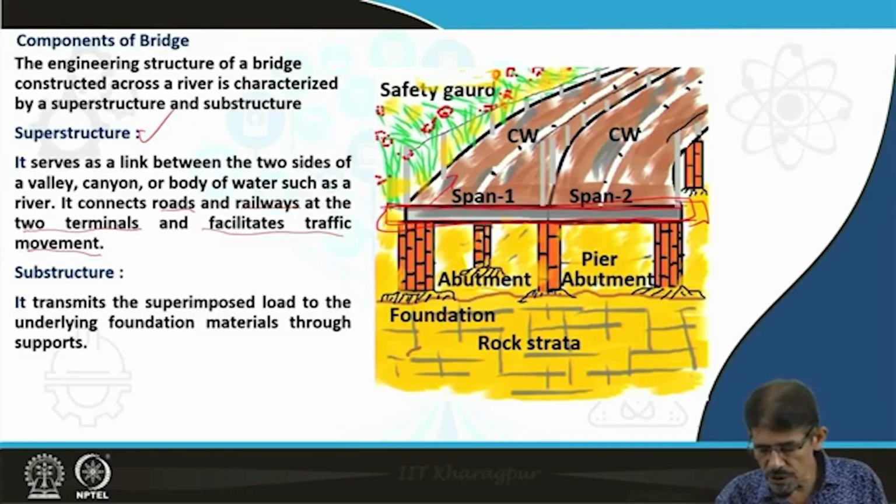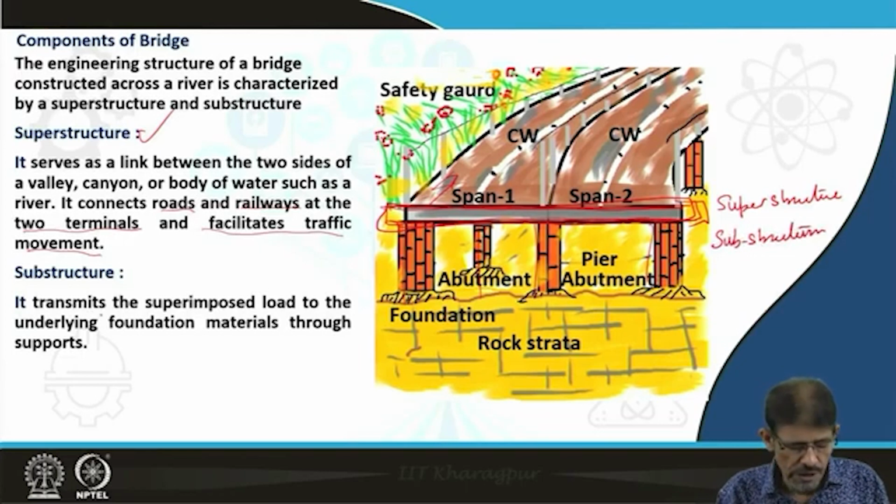This upper portion, including this carriageway and others, is recognized as the superstructure. However, the supporting structures we recognize as the substructure. The substructure transmits the superimposed load from the superstructure to the underlying foundation material through a support system, and such supports we recognize as abutments, pillars, or piers.